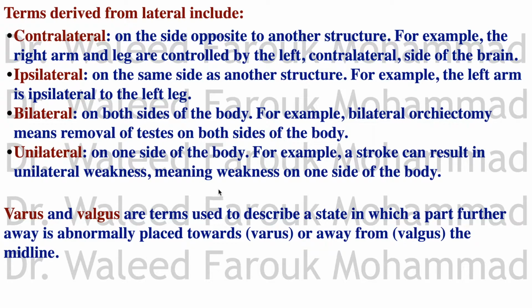Like, for example, the position of the elbow. If the forearm is close to the body, it's a varus type. If the forearm is away from the body, it's called the valgus type.